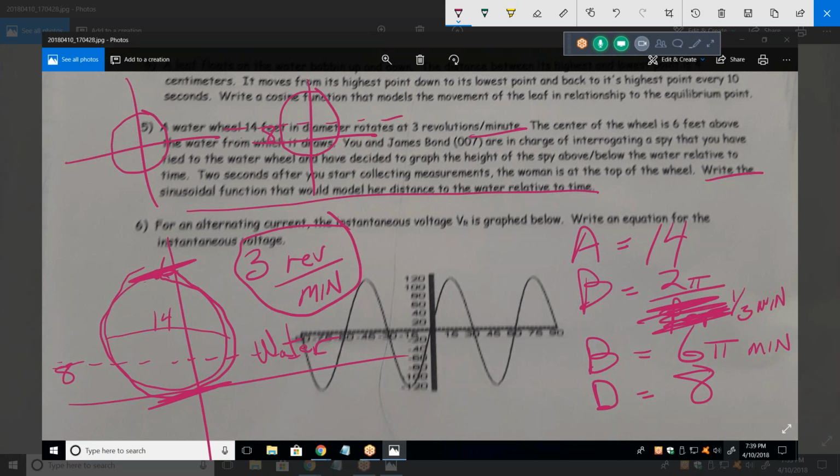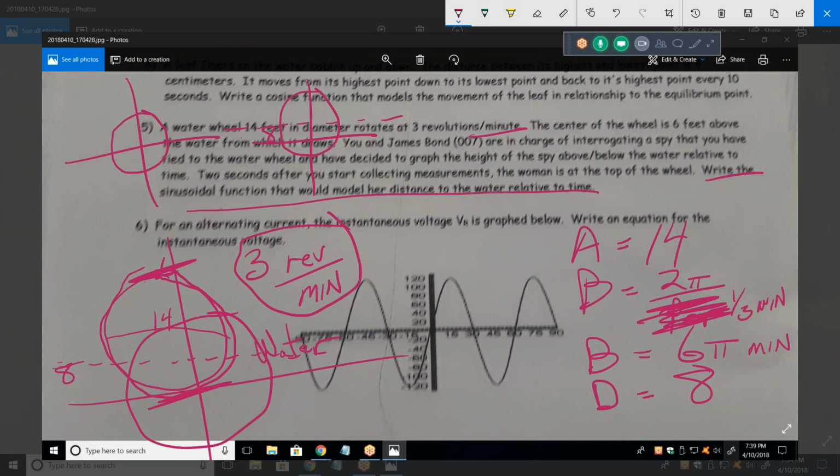Okay. In other words, if D was 0, this thing would look like that. But it doesn't. It's up above the origin and the water. Remember, it's a water wheel. It picks up water, turns it around in a circle like a Ferris wheel.